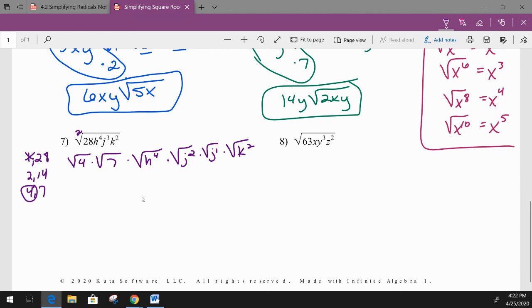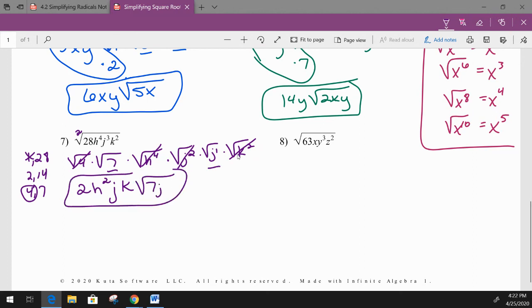So now anything that's a perfect square, I'm going to simplify. So the square root of 4 becomes 2. The square root of h to the 4th becomes h squared. The square root of j squared is just j to the 1st, or just j. And the square root of k squared is k. So what do I have left underneath? A 7 and a j. So the square root of 7j.